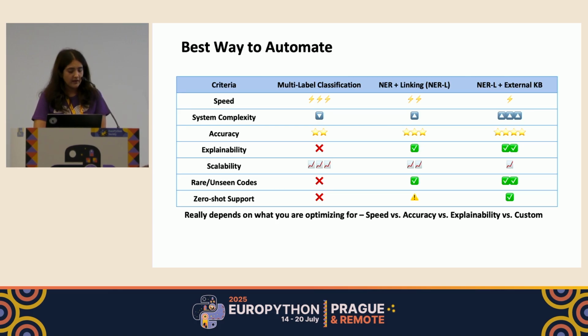So yeah, in the end, I would just like to say, personally, I don't feel there is a best way to automate medical coding today, but it really depends on what you're looking for and what you want to optimize for. It could be speed. If speed is your number one concern, maybe you should go with multi-label classification. If it's accuracy, maybe NERL plus external KB might be the best approach. However, it could just be a custom or weighted function of all these different criteria, and you can define or design your own metric and then choose your approach.